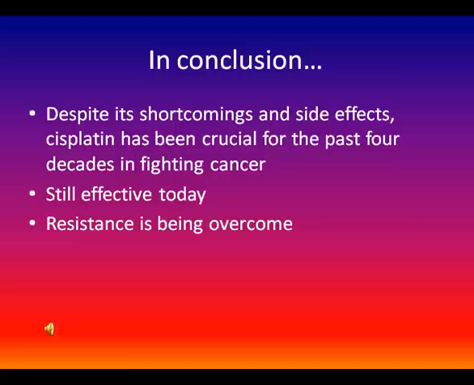In conclusion, cisplatin has played an enormous role in the war against several types of cancers for the past 4 decades. Although cisplatin resistance threatens to make the drug obsolete, research in recent years has proven that cisplatin is still as useful now as it was in the 60s, if not more so.